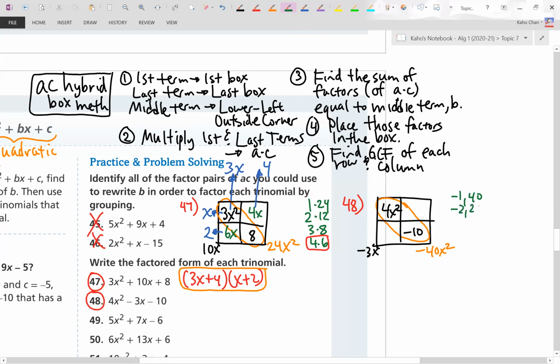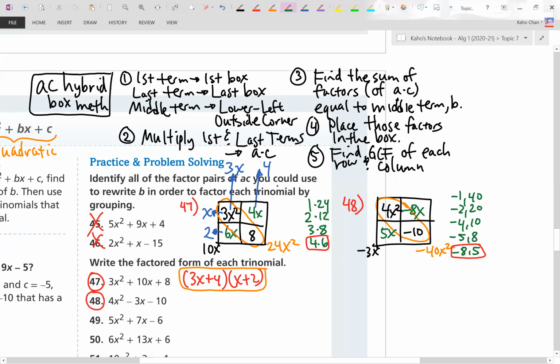Negative 2 and 20. Getting close. Negative 4 and 10. Very close. Negative 5, 8. Ooh, just switched a sign. Negative 8, 5. There it is. Ding, ding, ding. That works. Negative 8x. Doesn't matter where you put it. Okay. And 5x.